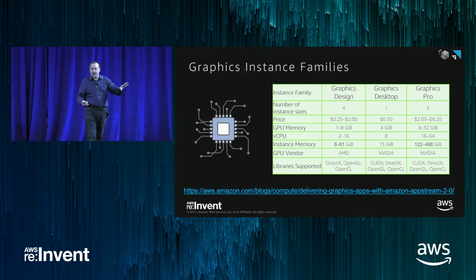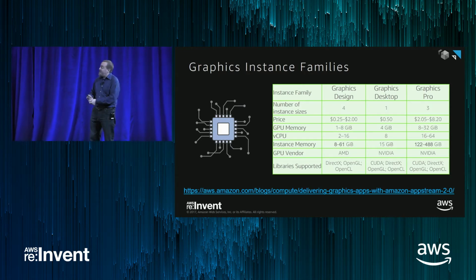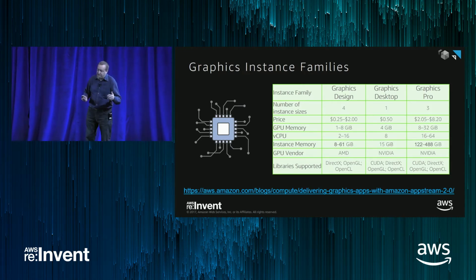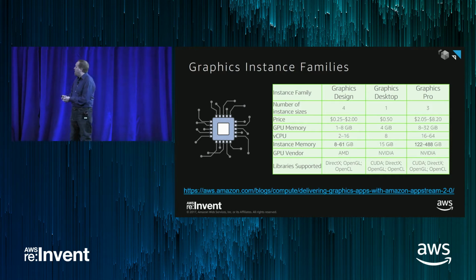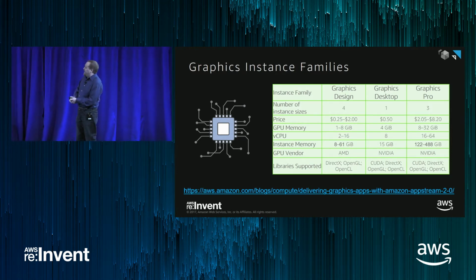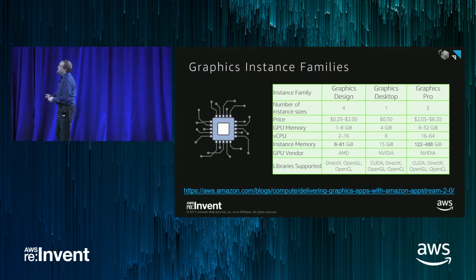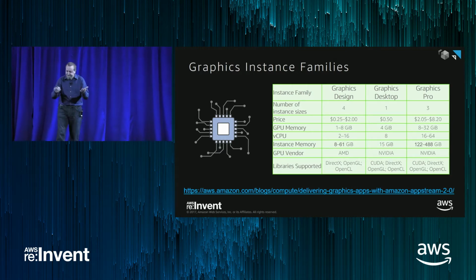Now, if you need CUDA support, our Graphics Desktop family uses the NVIDIA K520 GPU, and our Graphics Pro uses the NVIDIA Tesla M60 on instance sizes up to 488 GiB, with a graphics memory of 32 GiB.